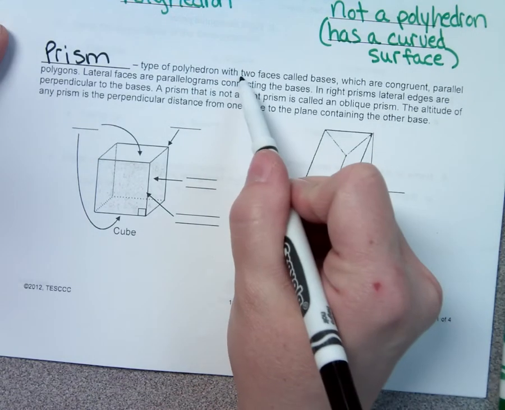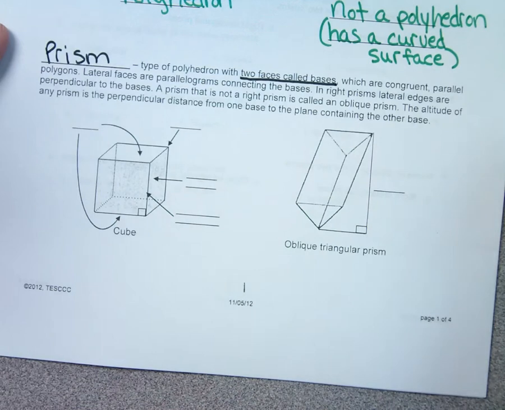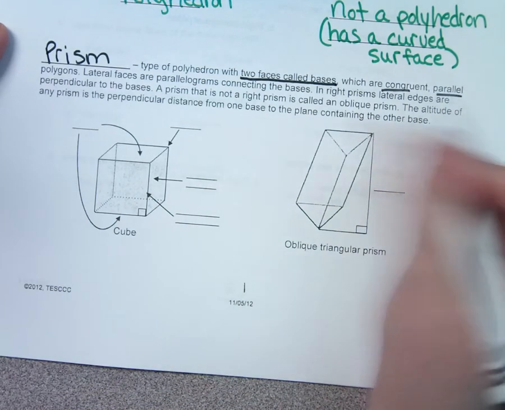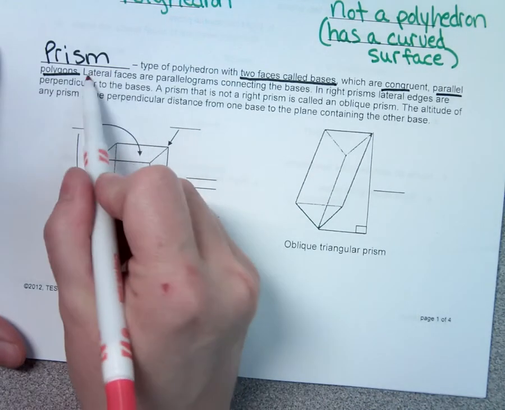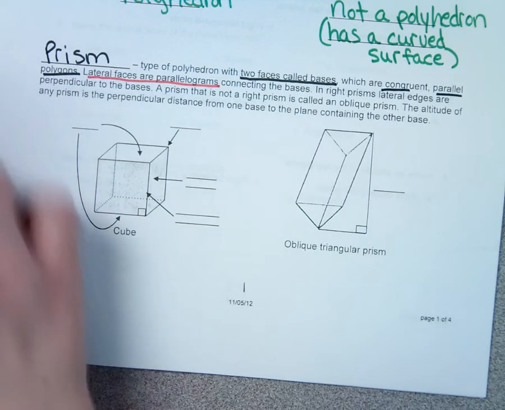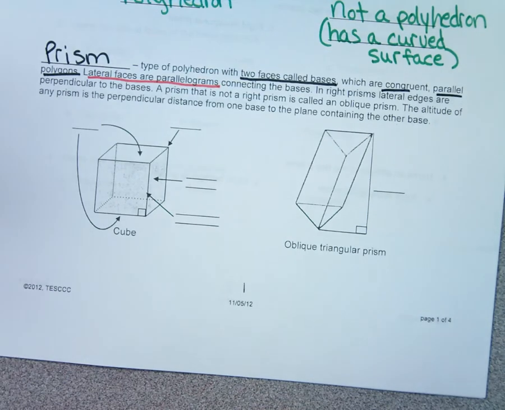A prism has 2 faces that we call bases. They are congruent parallel polygons. And then we talked about this yesterday, that the lateral faces are parallelograms or rectangles. So my cube, we could call it a regular rectangular prism because the bases are squares or regular rectangles, and then all the other faces are rectangles or squares.